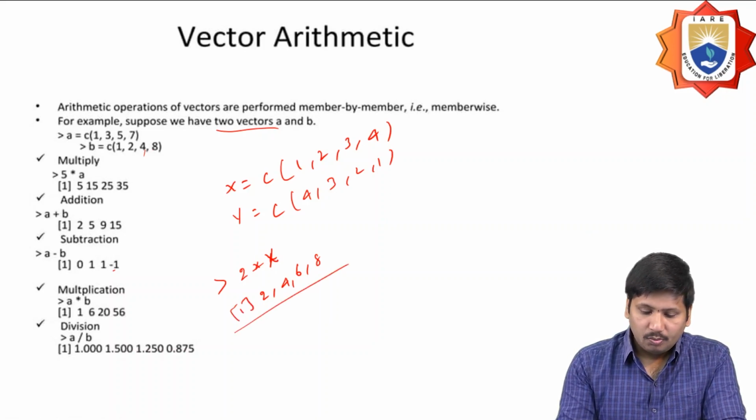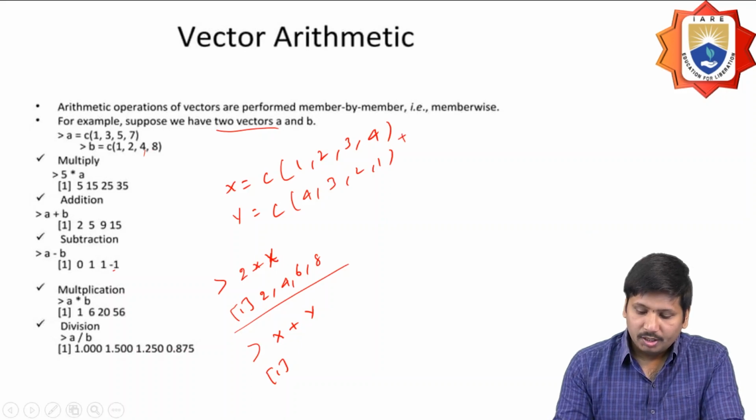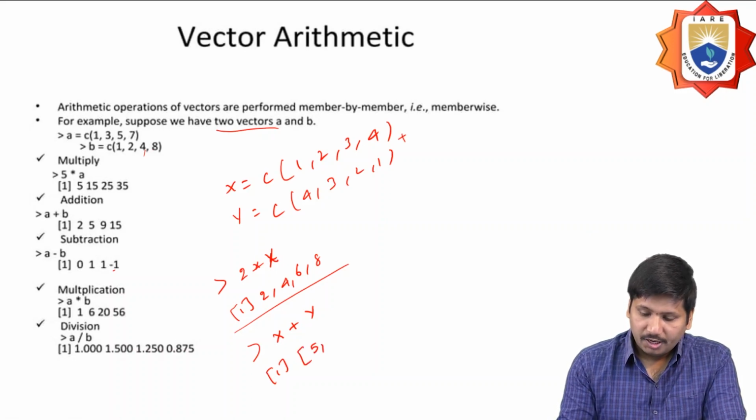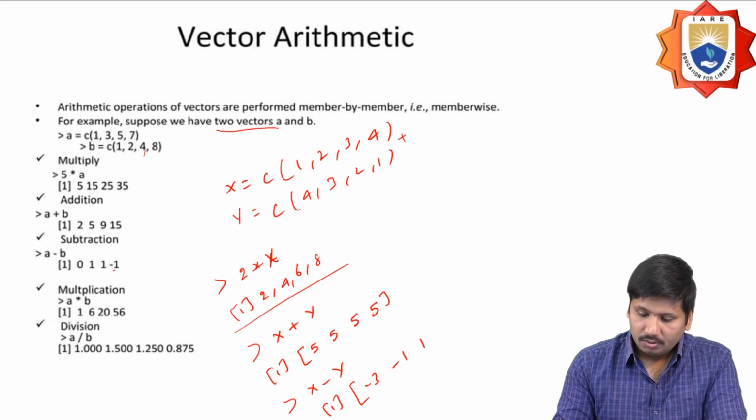Okay, and second one, suppose I want to add something, how can I write x + y? Simply I can write it. That means I can get the addition of these two vectors. So 1 plus 4 is 5, and 5, 5, and 5. Similarly, if I write x - y, then I can get 1 minus 4 is minus 3, minus 1, and then 1 and then 5.